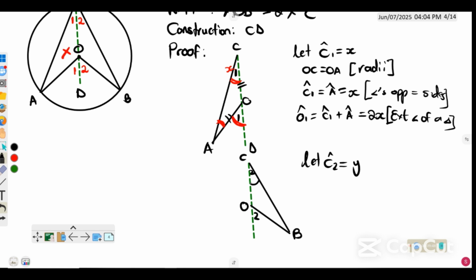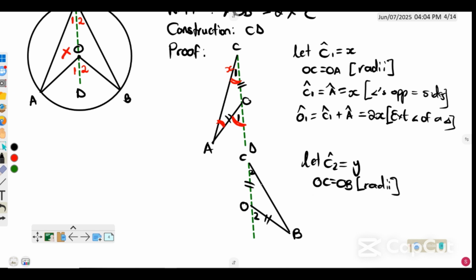So once we have this as angle C2, which is equal to y, let's not forget that this line right here will be equal to that, right? OC will be equal to OP. Why is that? Because these are radii, both radii, in plural form.